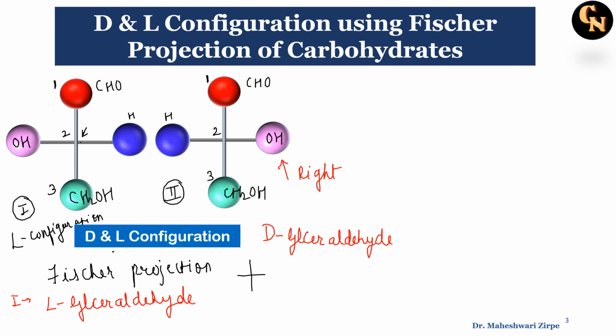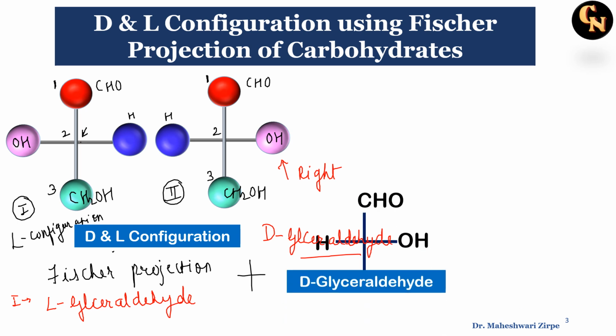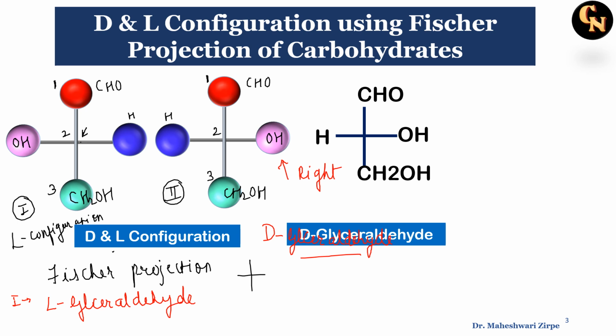And this way you can write for all the carbohydrates. This was the simplest carbohydrate we considered in a Fischer projection, that is glyceraldehyde. So for D and L configuration, we have to see the second last carbon and where the OH group is placed, whether on the right hand side or left hand side. Once again we'll recap. When the OH is on the right hand side, we call it D configuration, and when OH is on the left hand side, we call it L configuration. So these are the structures of your glyceraldehyde, D and L.